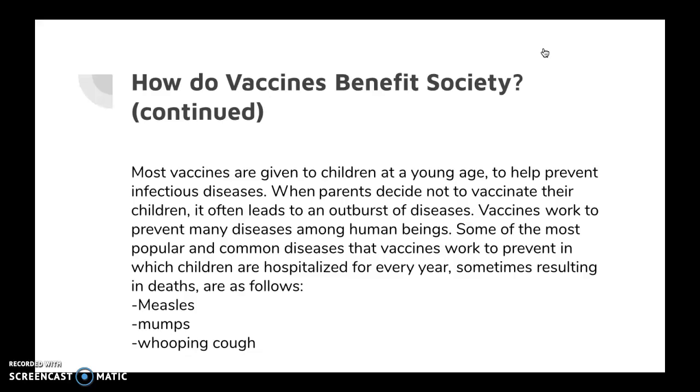Continuing on that, in order to prevent infectious diseases, most vaccines are given to children at a young age. When parents decide not to vaccinate their children, it often leads to an outbreak of diseases. This is because vaccines work to prevent many diseases among human beings. Some of the most popular and common diseases that vaccines work to prevent, in which children are hospitalized for every year, and sometimes resulting in deaths, are measles, mumps, and whooping cough.